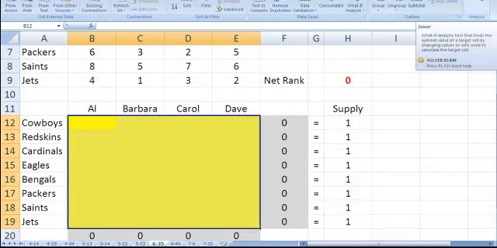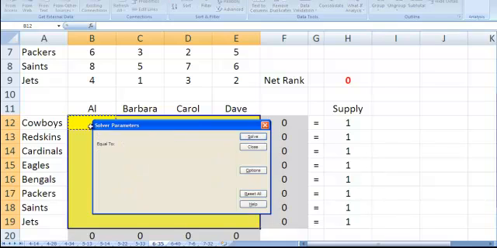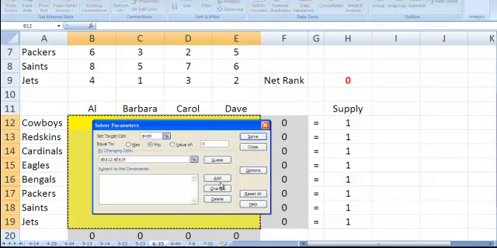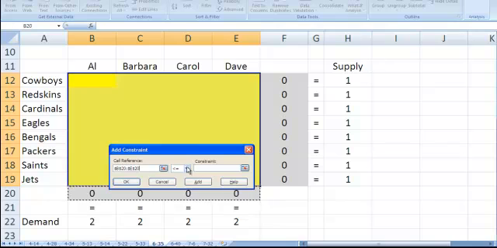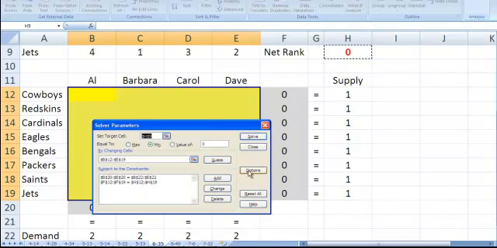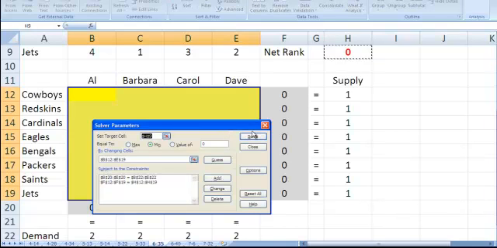To solve this problem, we're going to bring up Solver. Our target cell is going to be the net rank, and we want to make that rank as low as possible so that people get their best ranked games. Changing cells, our decision variables. Our constraints, supply constraints, so left-hand side is equal to the right-hand side. The demand constraints, left-hand side is equal to the right-hand side. We're going to forgo the binary condition at this time and simply try the linear and non-negative constraint. Again, making a binary decision variable can make the problem more difficult for the computer to solve. The structure of the assignment problem should give us a binary solution even without requiring a binary.